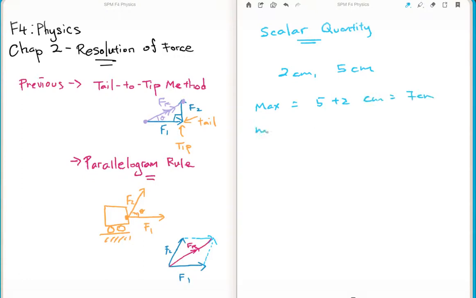How about the minimum? The minimum length would be what? Since it's a length, that will be only 5 minus 2, 3 cm. You don't expect it to be negative 3, because how can you have a negative length? It cannot be 2 minus 5, because the perception of a scalar quantity is just about magnitude. So that's the maximum and the minimum you get. You can never have a negative length unless it were to be a vector quantity.